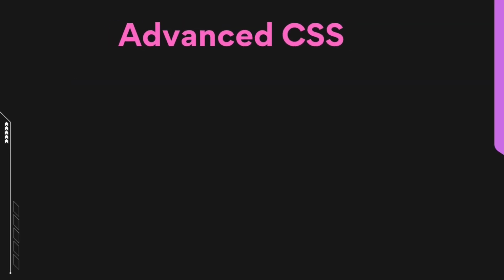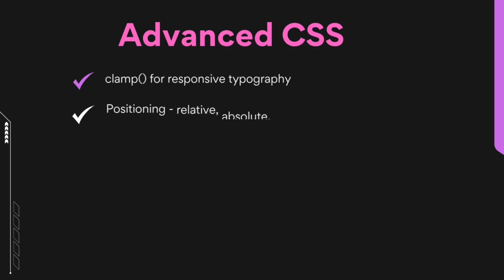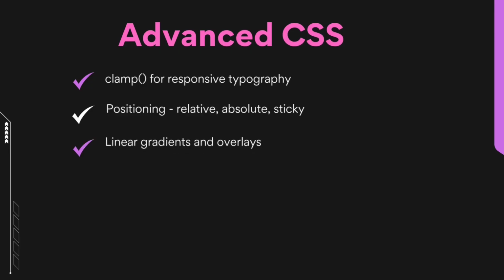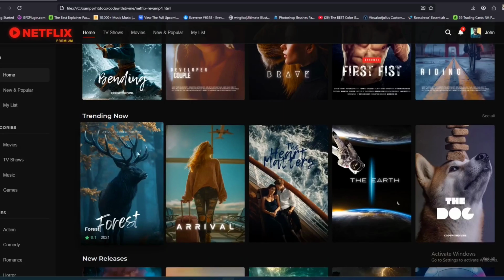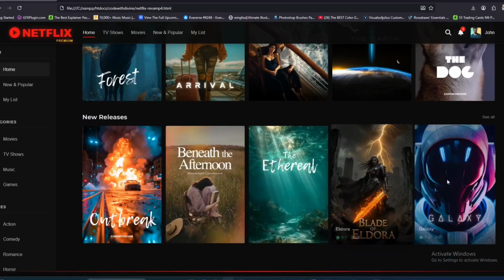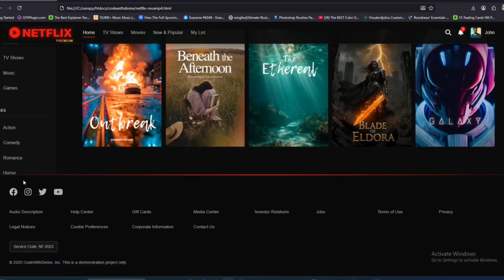Advanced CSS. You know clamp function for responsive typography, positioning, relative, absolute, and sticky, linear gradients and overlays, pseudo elements, before and after, complex hover effects. These are professional techniques. This is what developers get paid $80,000 per year to do, and you just learned it for free in minutes. Be proud of yourself. Seriously.